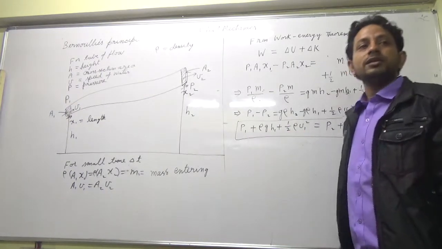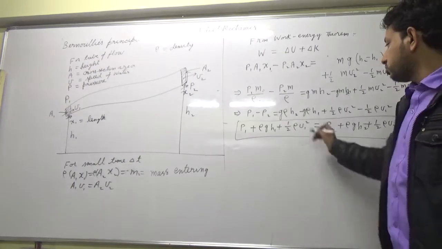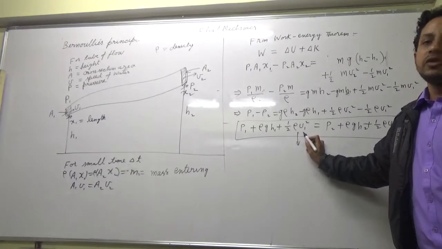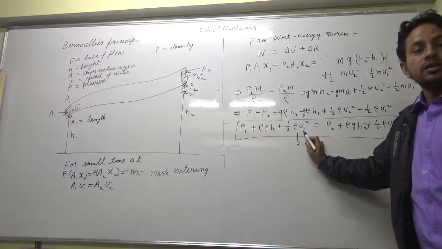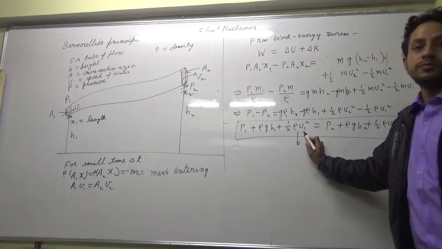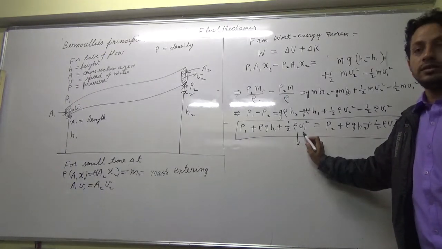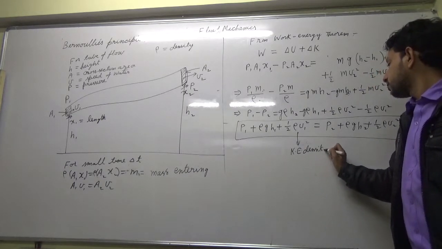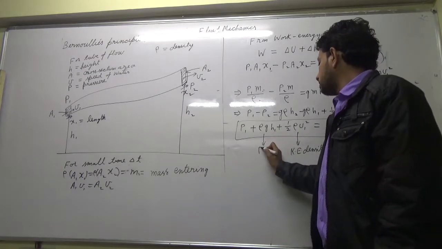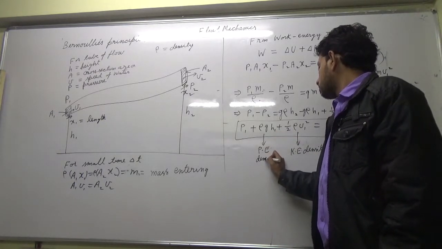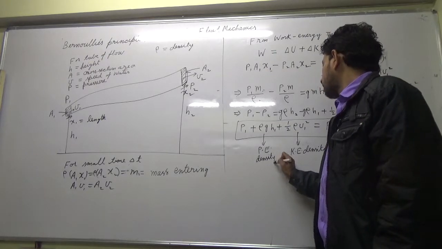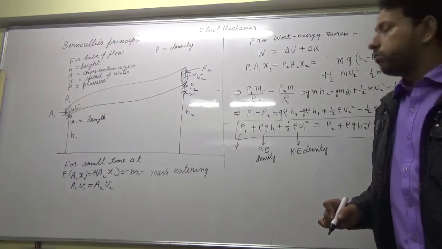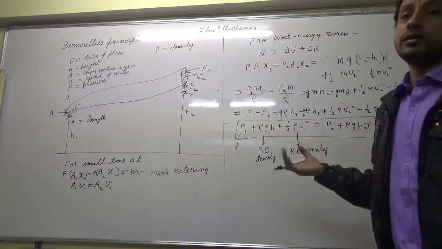Pressure energy is nothing but work, and this you are already knowing. This is kinetic energy per unit volume, because generally what is kinetic energy? Half mv square, and here we have half rho v square. So this is kinetic energy per unit volume, kinetic energy density you can say. This is kinetic energy density. This is potential energy density, and this is called pressure energy density, but you can understand it as work.